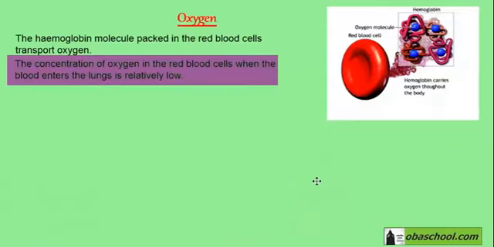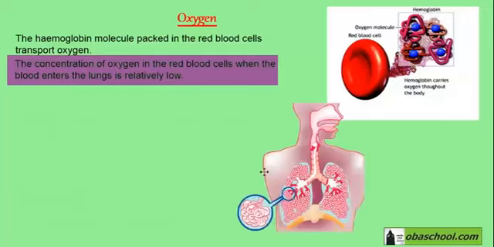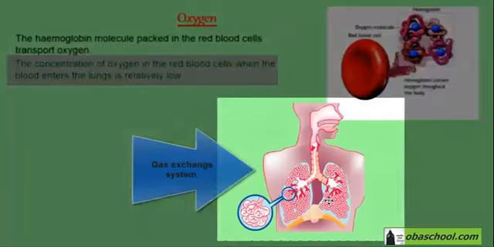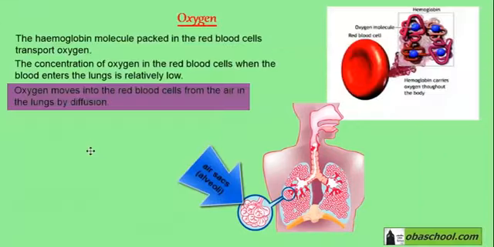When blood enters the lungs, it is deoxygenated, so it has a low concentration of oxygen. This is blood at the level of the capillaries surrounding the alveoli. These are the alveoli. This is the gas exchange system, and we see that oxygen is going to enter into the lungs to fill the alveoli. So, since the alveoli are going to be rich in oxygen and the blood poor in oxygen, we have a concentration gradient of oxygen. So it will move from the inside of the alveoli to the inside of the capillaries, moves into the red blood cells by diffusion.